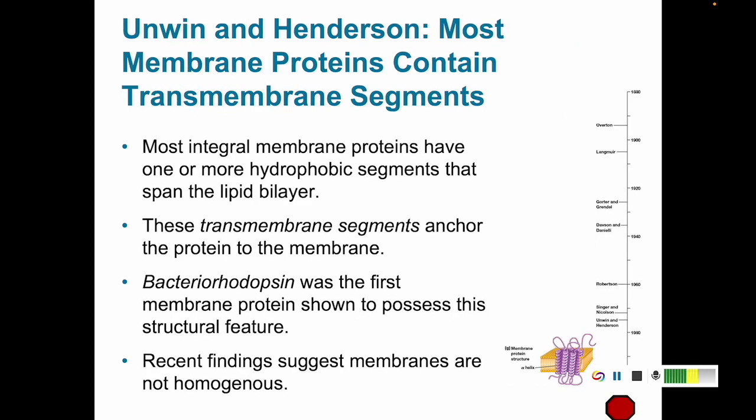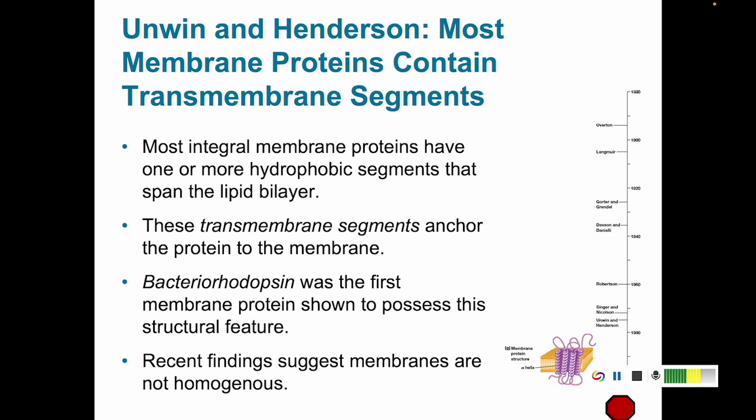We understand that there are some integral membrane proteins, and they could have multiple hydrophobic segments, and each of those hydrophobic segments are going to span the lipid bilayer. These are called transmembrane segments. So here's an example of a protein that starts here, goes through the membrane, through the membrane, through the membrane, through the membrane, through the membrane. So it goes through the membrane multiple times. It has multiple transmembrane segments or transmembrane spanning segments.